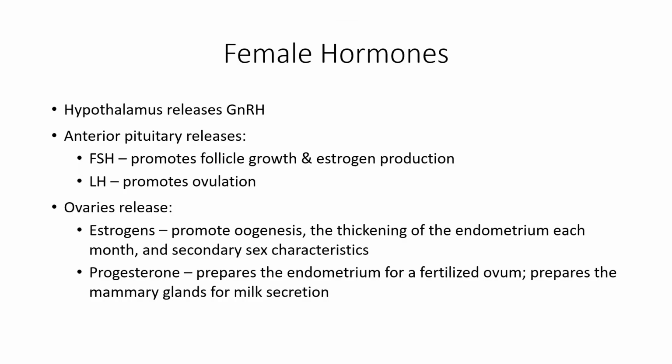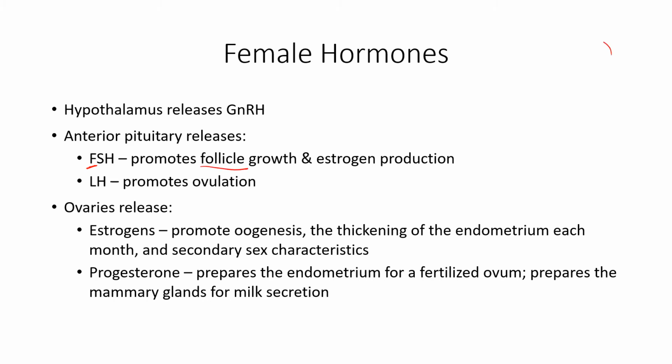About halfway down page 136, let's talk about female hormones for just a moment. The process here is similar to males. We see that GnRH, or gonadotropin releasing hormone, is initiated from the hypothalamus. That in turn causes the anterior pituitary to release follicle stimulating hormone, or FSH, and LH, which is luteinizing hormone. Now, finally, this term makes sense. Follicle stimulating hormone promotes follicle growth in the ovaries.